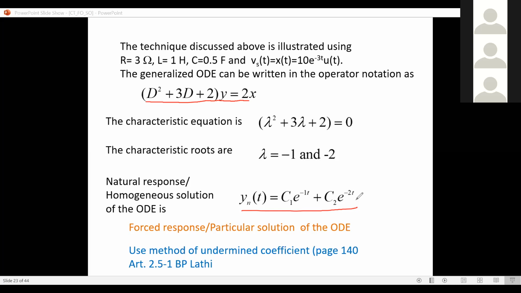Now we have to calculate the forced response, or the response due to the input. In this case, we will follow a technique called the method of undetermined coefficients. In this connection, I am referring you to a table from Haykin's book, table 2.3. If you have B.P. Lathi's book, then I have already mentioned the page number and the article number. Or even in your mathematics book, you will find this method of undetermined coefficients.